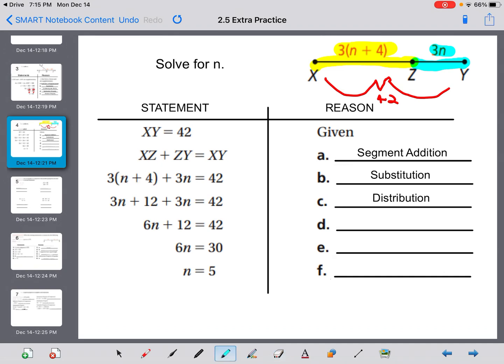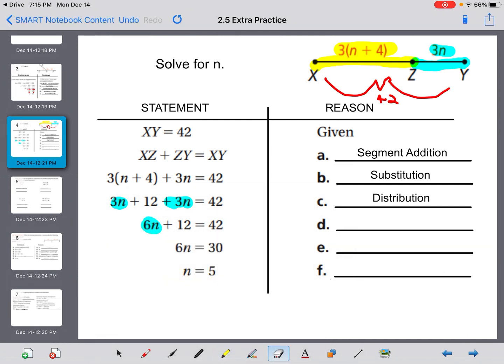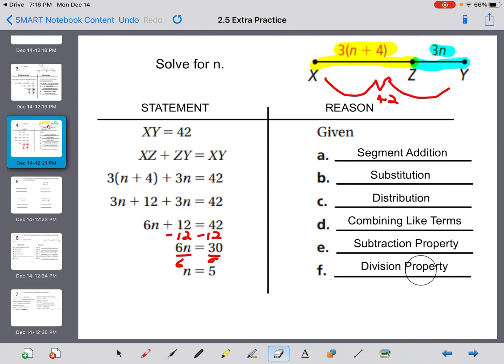After distributing, they took 3n plus 3n to equal 6n. So that's combining like terms. Okay. From here, we subtract 12 on both sides, which is your subtraction property, and then division by 6 on both sides, which is your division property, and n equals 5.